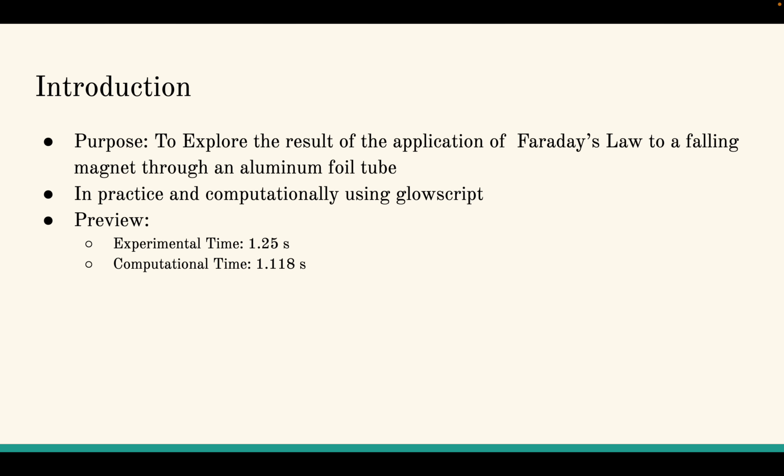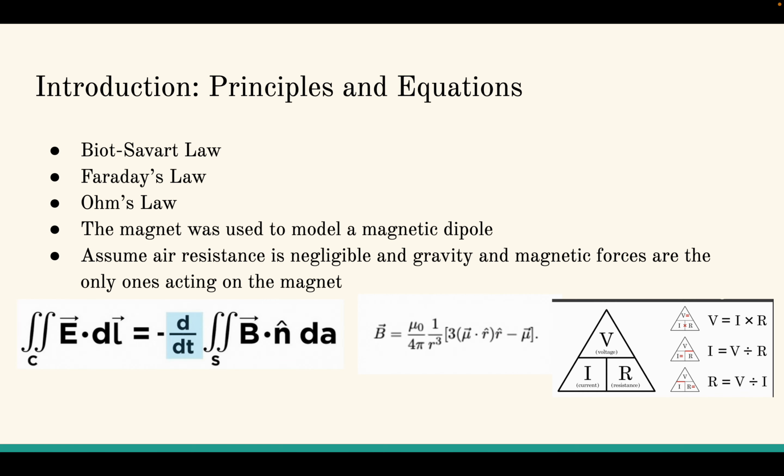So we can see, as the introduction, that the purpose was to explore the results of the application of Faraday's law to a flowing magnet through a foil tube. We do this experimentally, and then we also computationally model it in GlowScript and compare the two. The experimental time, as you can see here, is 1.25, and the computational time is 1.118. So those are both very similar.